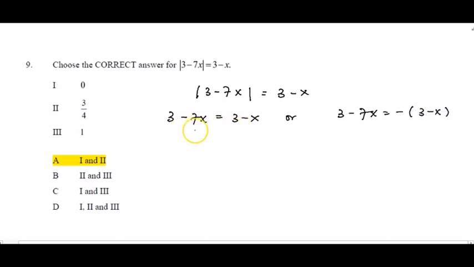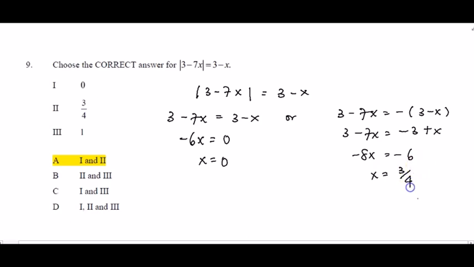So solve the first equation. You get negative 7x plus x, that will be negative 6x, equals 3 minus 3, that will be 0, and x equals 0. This is the first solution that we have. To solve the second equation, I'm going to multiply the negative into the 3 minus x. I got negative 3 plus x. So negative 7x minus x, I got negative 8x, and negative 3 minus 3 is negative 6. So x will be equal to 3 over 4.